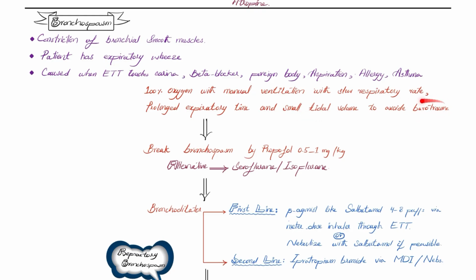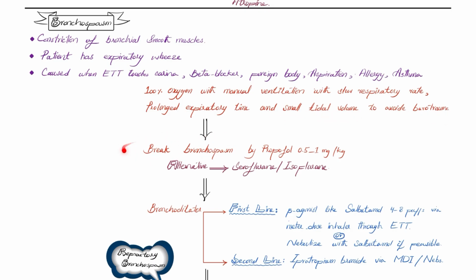I want to repeat it again because it is important that you have to give 100% oxygen. You should keep the respiratory rate slow, the inspiration time should be less and expiratory time should be prolonged, and try to keep the tidal volume, which is normally 400 to 500 ml of air, reduced. All these things are done to prevent barotrauma.